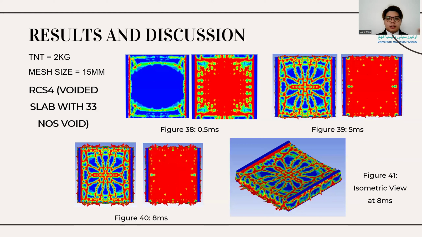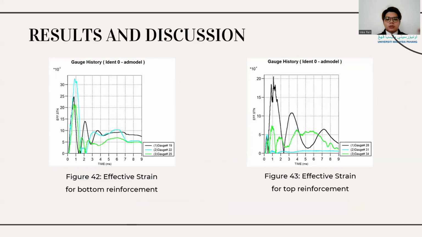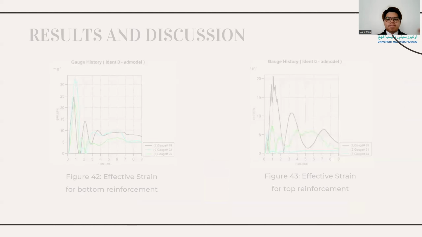So this is the damage pattern of RCS4. It is observed that the crack pattern starts at the center, same as RCS2 and 3. It expands radially to the whole slab. From the bottom view of the slab, it exhibits the largest area of crack compared to RCS1, 2, and 3. Swelling also happened in this slab. So the bottom reinforcement attains a maximum effective strain of 32.63 times 10 to the power of -4, whereas the top reinforcement reached an optimal effective strain of 20.54 times 10 to the power of -4.